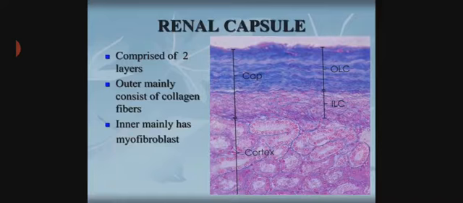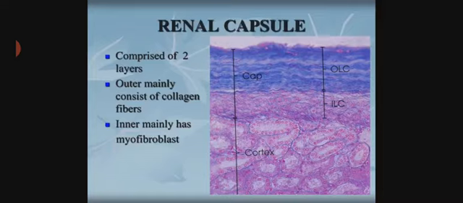Coming to the renal capsule. So what is the renal capsule? It is the outermost covering of the kidney, and it comprises two layers, as you observe here, that is the collagenous fibrous layer and the inner myofibroblast layer.